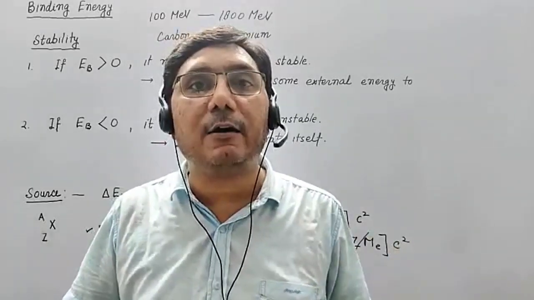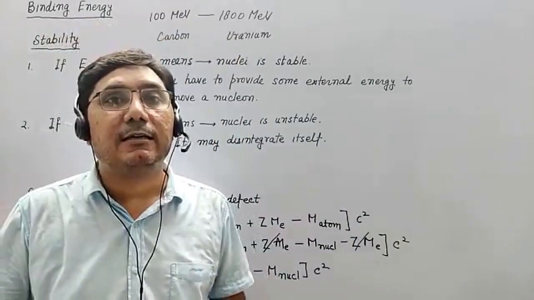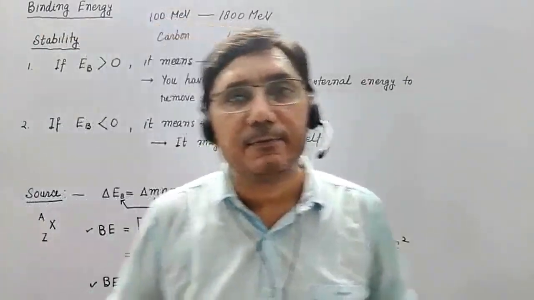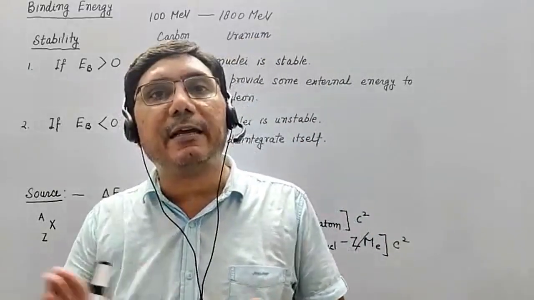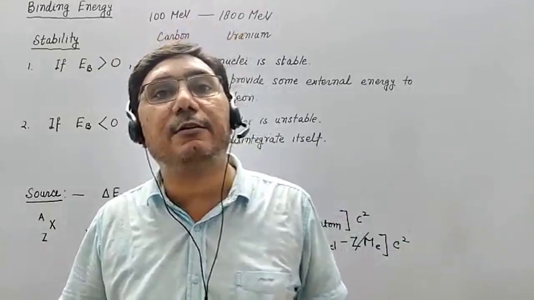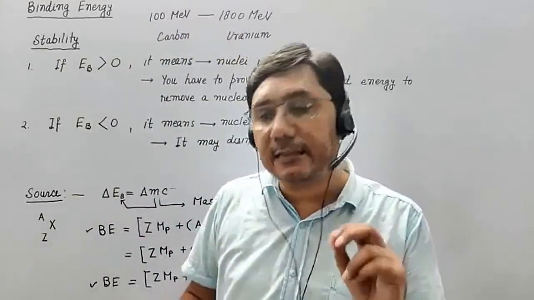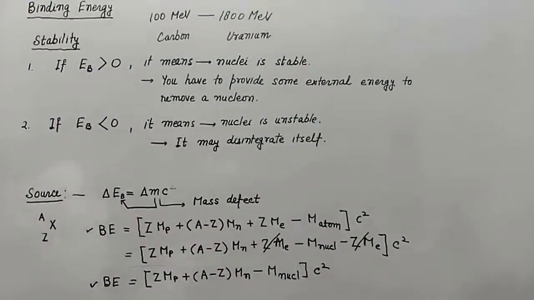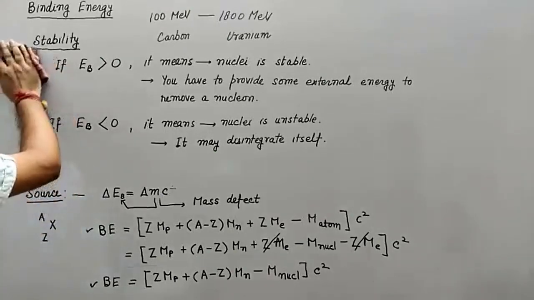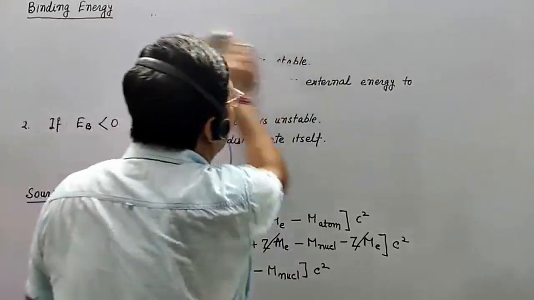So we have to find some way in which we can compare two nuclei for their stability. For this, a term is used to compare the stabilities of different nuclei, known as binding energy per nucleon. So the next important term is binding energy per nucleon.